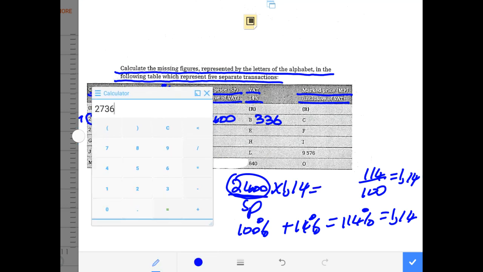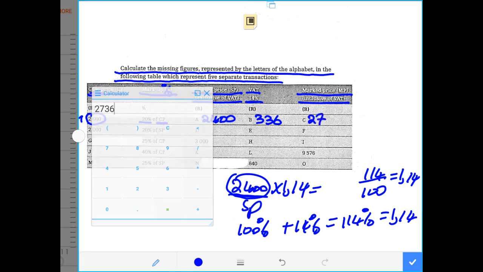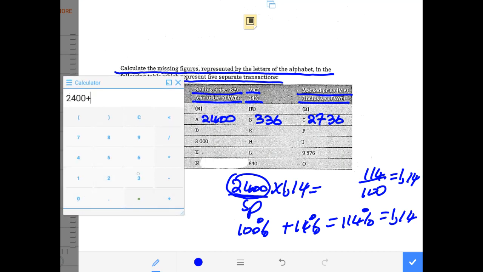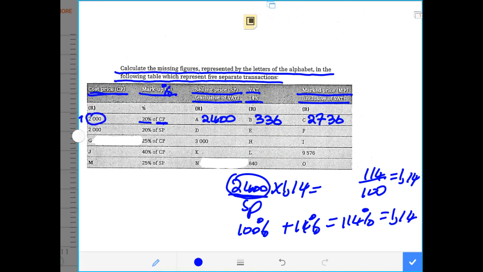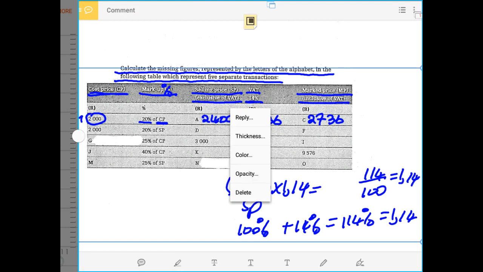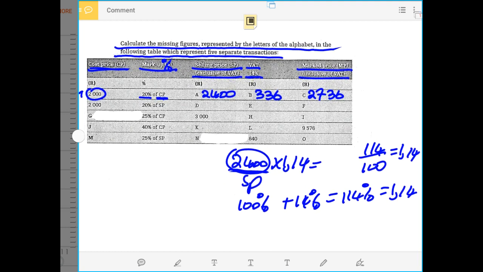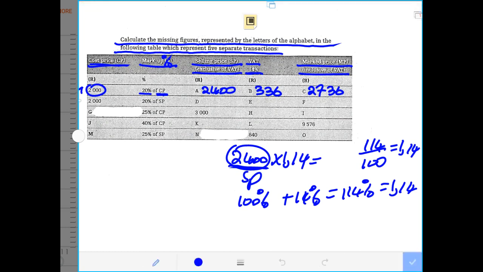2,400 times 1.14 will give us 2,736 rand. Or else you could have simplified and said 2,400 plus 336, that will give you 2,736. So either way you do it, it does not matter, but what is important is that you get the correct figures. Then we go to the second transaction.